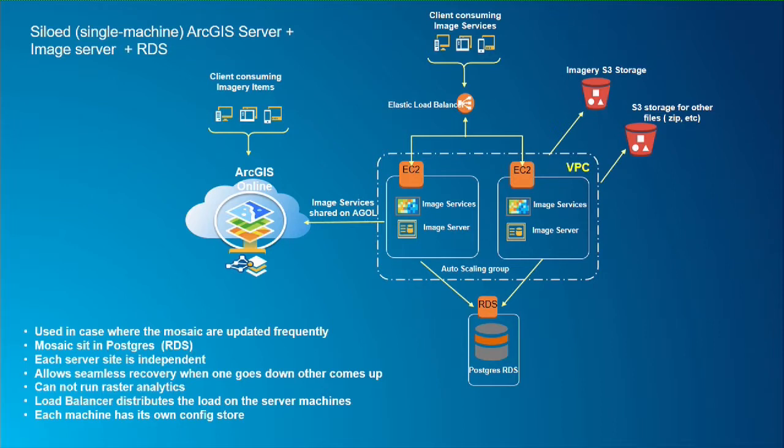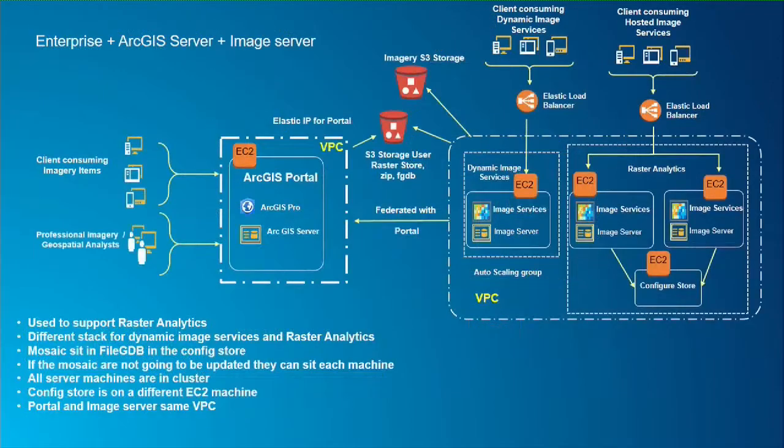I skipped over the part up above where it says we're not running raster analytics. So again, if you've seen some of our presentations on raster analytics, these first two configurations don't support that raster analytic processing. And I think that's about everything here. If you do want to scale up to raster analytics, this would be more the configuration that you would use, where you've got your ArcGIS Image Server in Portal on the left, and you've got a dynamic image server for sharing imagery in the center, and you've got one or more systems that scale out to run raster analytics.